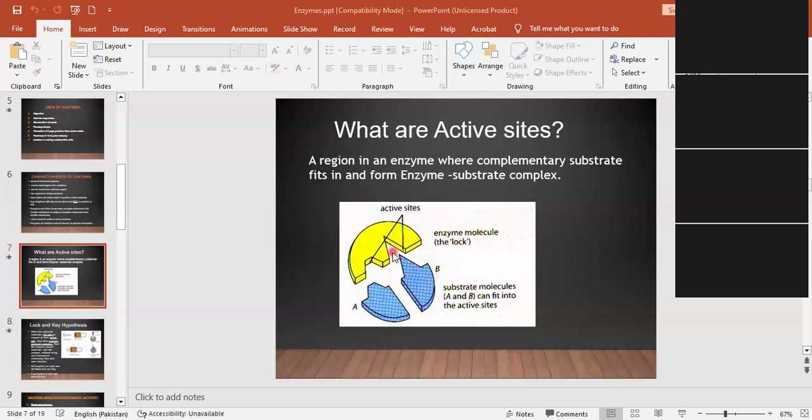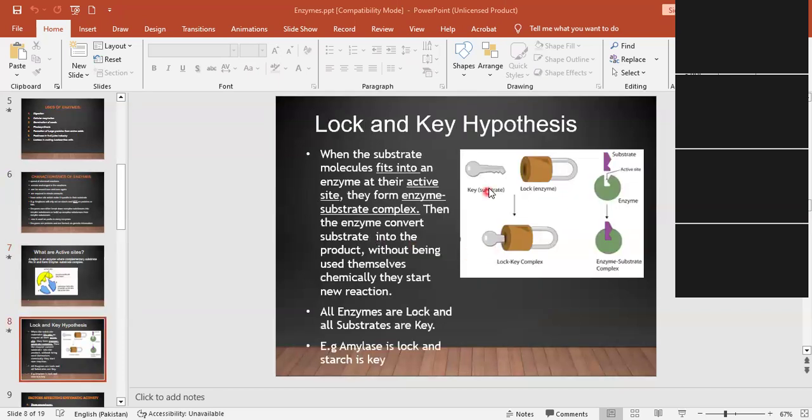Do you think any key can open the lock? No. You need to have a specific shape of the key which can fit in the lock. Then the lock will be opened. ठीक है? We are using this phenomenon in a hypothesis known as the lock and key hypothesis. This lock and key hypothesis is actually telling you how the enzyme and substrate work.